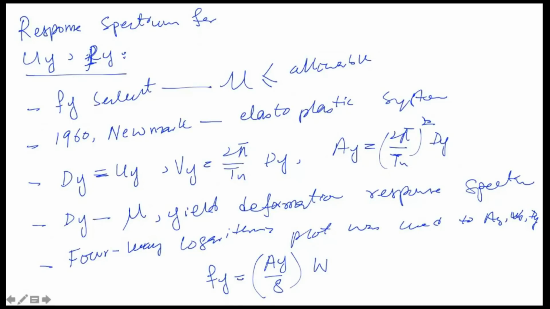So those plots were obtained for the El Centro ground motion. One you saw was a linear plot of Ay with respect to Tn, and the other was a four-way logarithmic plot that is showing all the Dy, Vy, Ay values on one plot. When ductility is 1, it is obviously an elastic response spectrum.